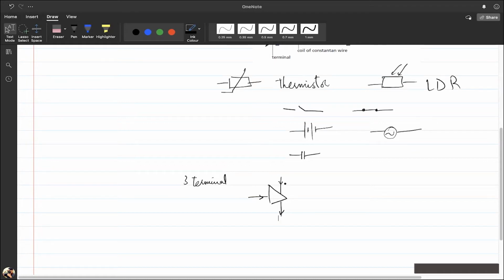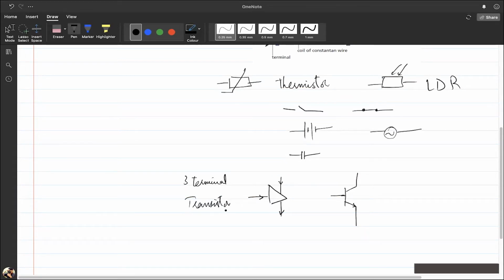So usually when you draw the symbol for it, the symbol looks like this. This is basically supposed to be a base, and this is where the current comes in, and this is where it goes out. Okay? So this base is going to act as a gate, I would say, and allow things to come in or not come in. So this is basically a transistor.